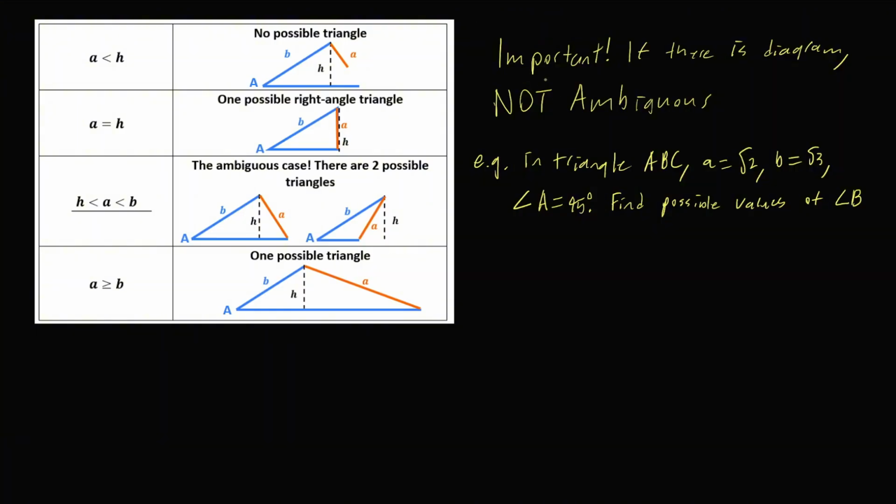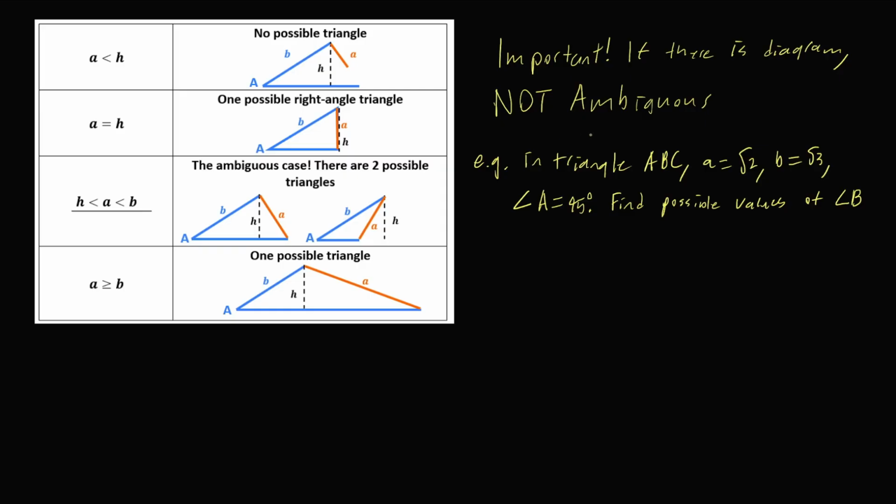However, the important thing to note is that if there's a diagram of the triangle on the exam, then that triangle is not ambiguous. You don't have to waste time determining if it's ambiguous or not. If there's a diagram of the triangle, it's not ambiguous because you know how the triangle is going to look. There's only one possible triangle. That triangle is how it's going to look.